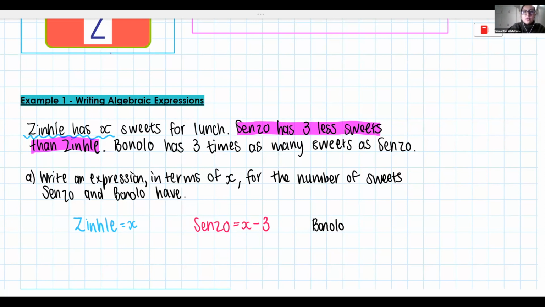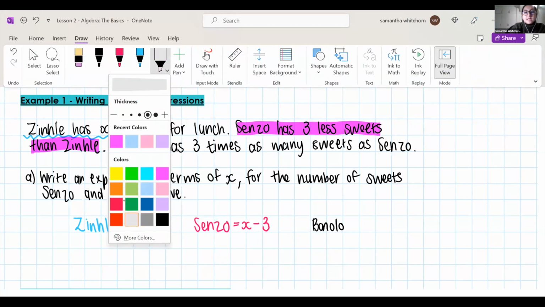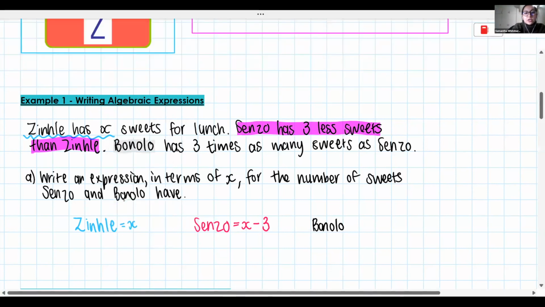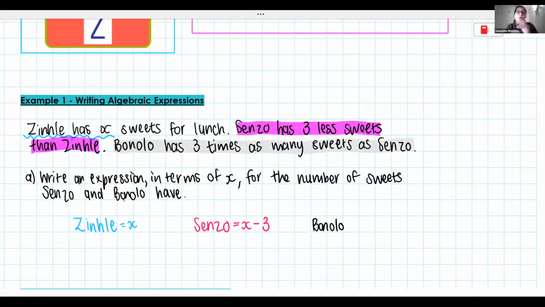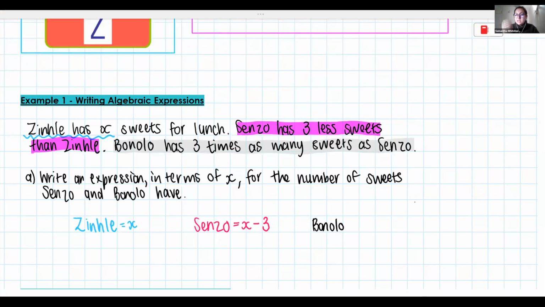We now need one for Bonolo. So let's go back and read what information we were given. It tells us that Bonolo has 3 times as many sweets as Senzo. So if we know how many Senzo has, we can go and work with that to get Bonolo's expression. So again, on the chat, what would the expression look like for Bonolo's number of sweets if we know that Bonolo has 3 times as many as Senzo?